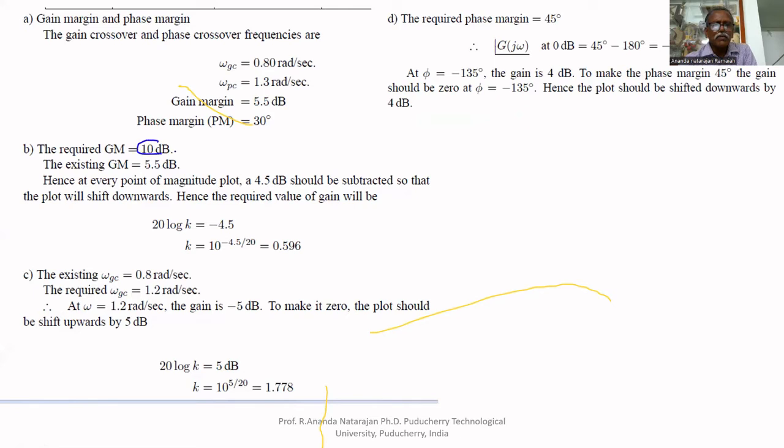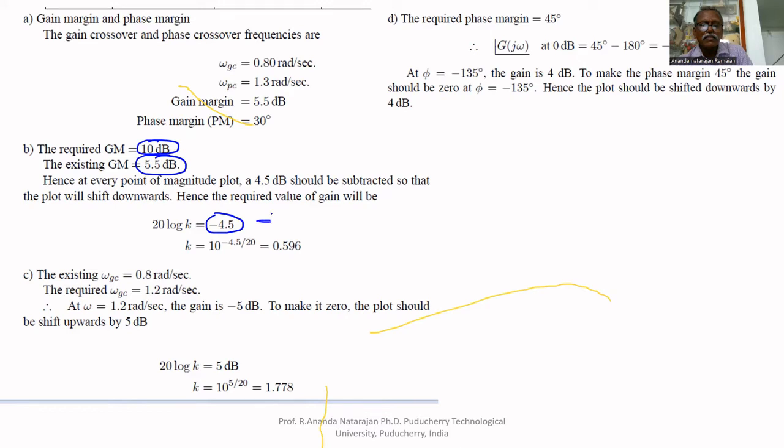The present required gain margin is 10. What is the present gain margin? Present gain margin is 5.5. Therefore, minus 4.5 is required. Gain required is minus 4.5. Therefore, 20 log k equal to minus 4.5. New gain is minus 4.5.